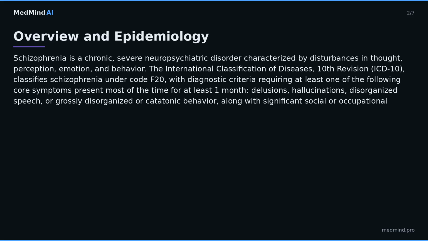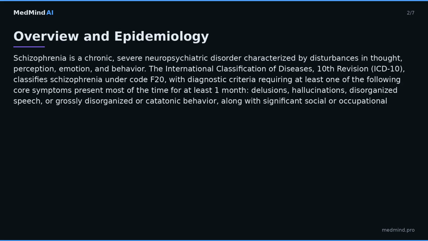Overview and epidemiology. Schizophrenia is a chronic, severe neuropsychiatric disorder characterized by disturbances in thought, perception, emotion, and behavior. The International Classification of Diseases, 10th revision, ICD-10, classifies schizophrenia under code F20, with diagnostic criteria requiring at least one of the following core symptoms present most of the time for at least 1 month: delusions, hallucinations, disorganized speech, or grossly disorganized or catatonic behavior, along with significant social or occupational dysfunction.